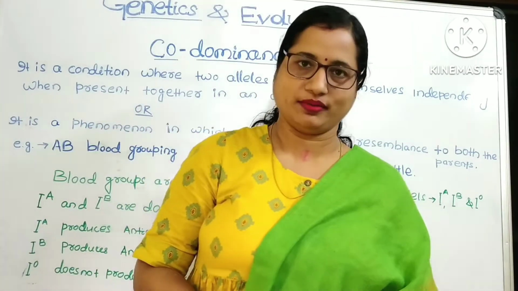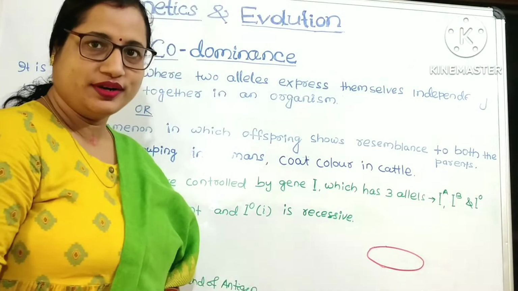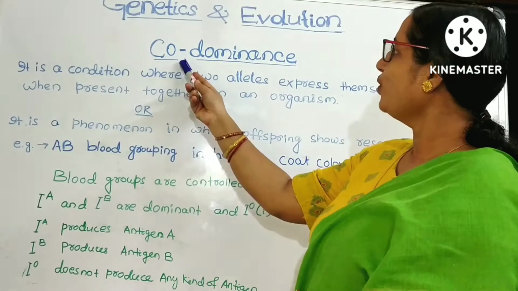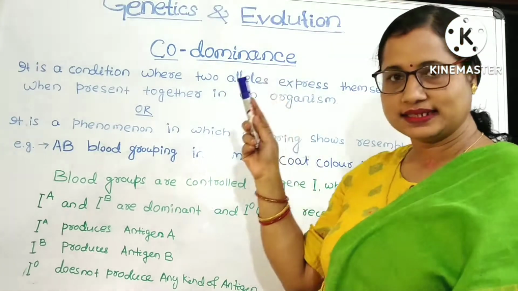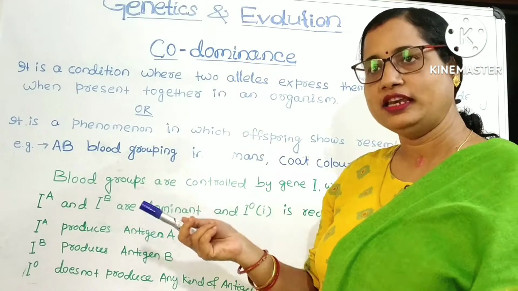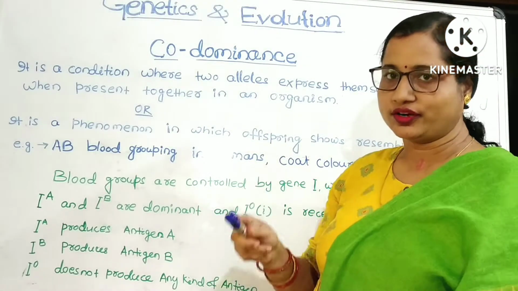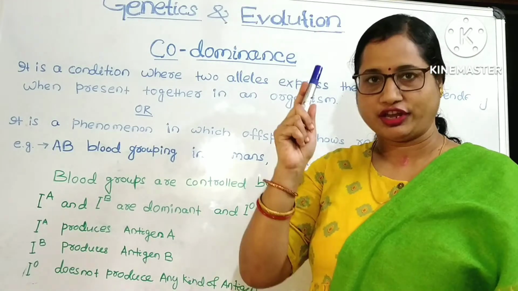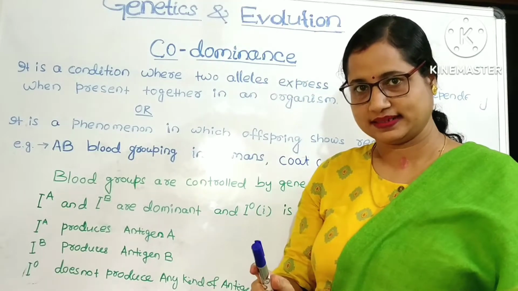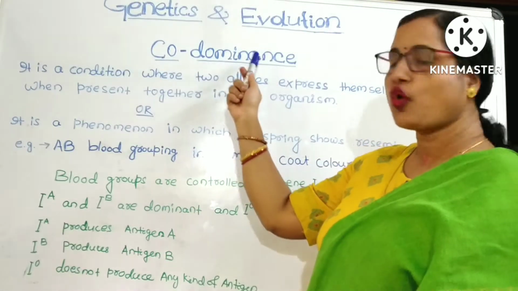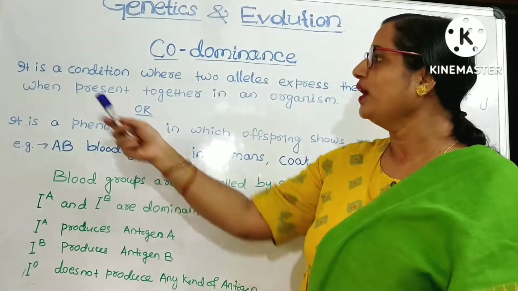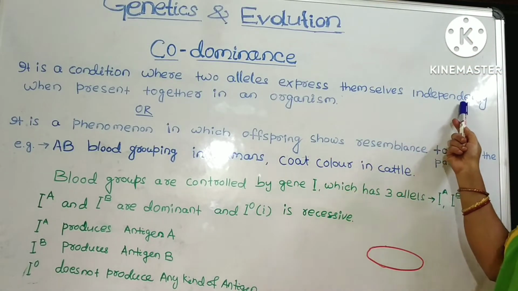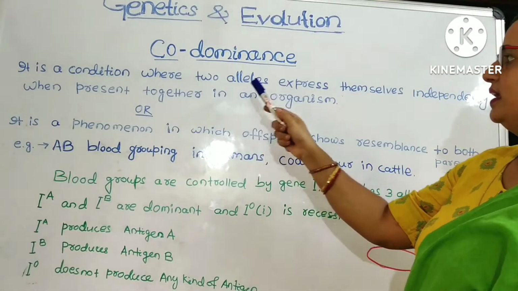Going to discuss codominance, another deviation of Mendelian principles. So, what is codominance? Co means together, dominance means the character which is expressed in the F1 generation. According to Mendel's law of dominance, the character expressed in the F1 generation is known as dominant. But this is codominance. Co means together. So, it is a condition where two alleles express themselves independently when present together in an organism.